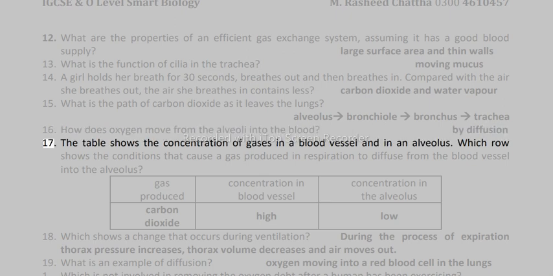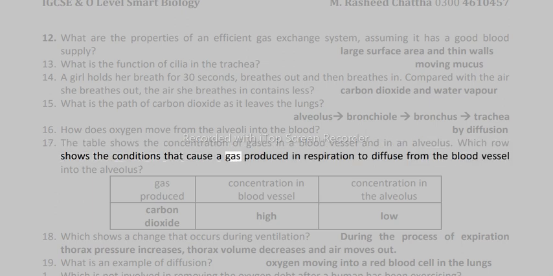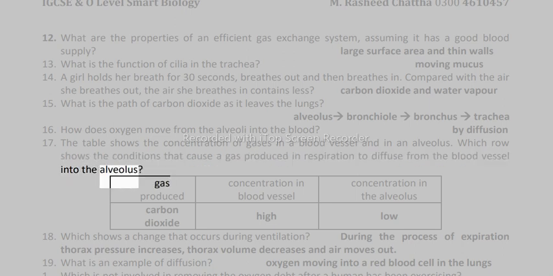By diffusion. 17. The table shows the concentration of gases in a blood vessel and in an alveolus. Which row shows the conditions that cause a gas produced in respiration to diffuse from the blood vessel into the alveolus? Gas produced: carbon dioxide; concentration in blood vessel: high; concentration in the alveolus: low.